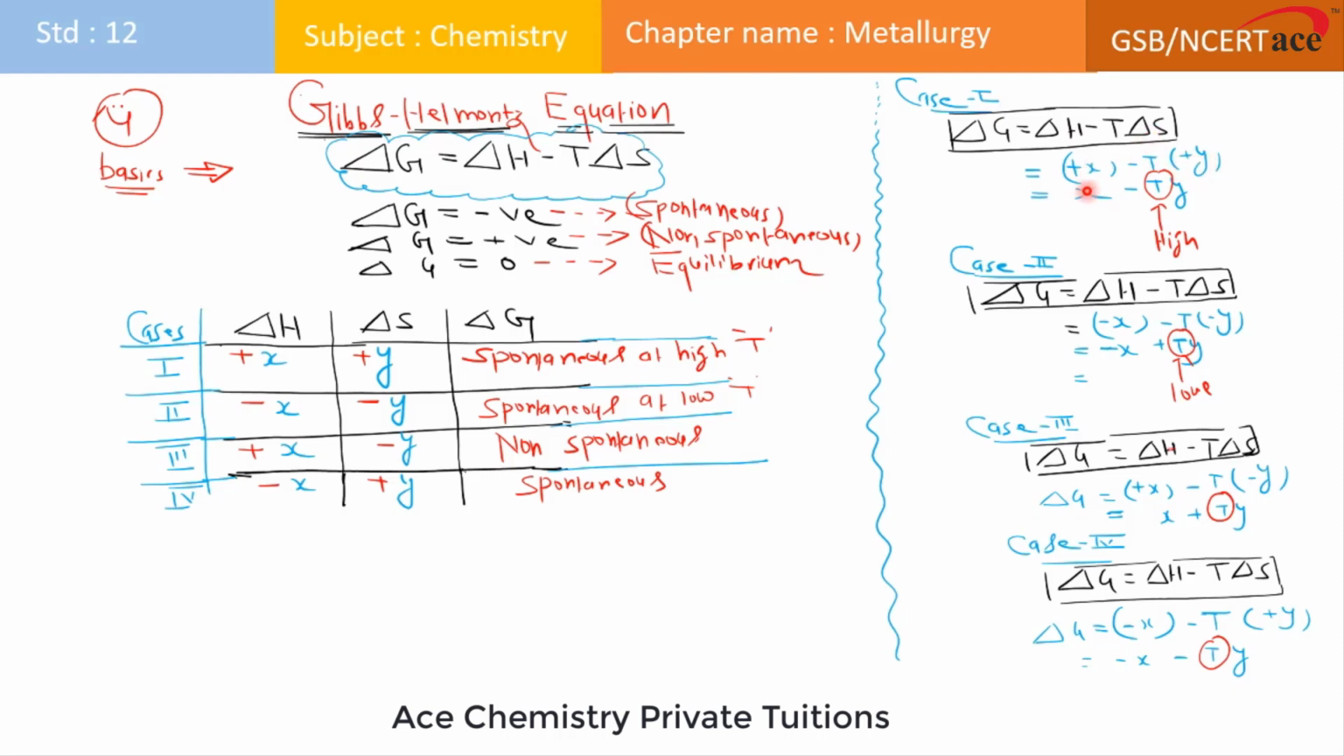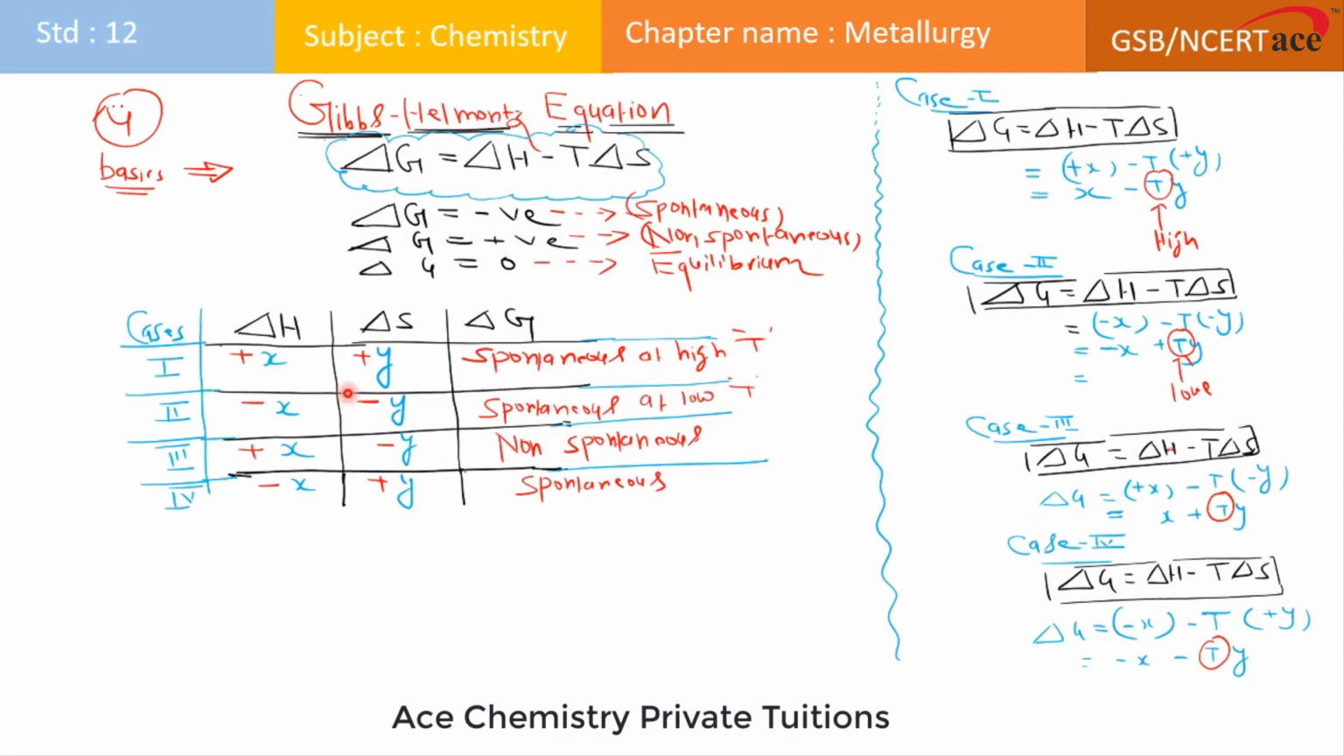So if you calculate, it gives X minus Ty. Now what we are supposed to do in order to get delta G negative? So we have to increase the value of temperature. If you increase the value of the temperature, the value of Ty will increase and it will become a bigger value. So if you are subtracting a bigger value from the smaller value, automatically the value will be negative. So when delta H is plus X and delta S is plus Y, or you can say when the delta H and delta S both are positive, then the reaction can be made spontaneous at high temperature.